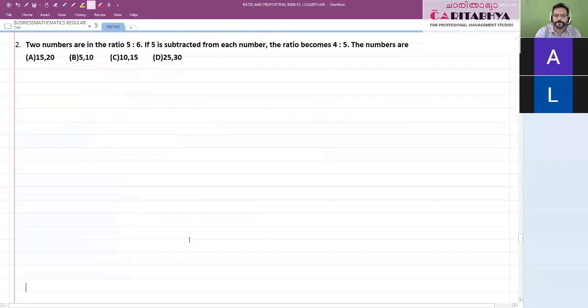On the same lines, try this. Two numbers are in the ratio 5 is to 6. If 5 is subtracted from each of the numbers, the ratio becomes 4 by 5. Find the numbers.